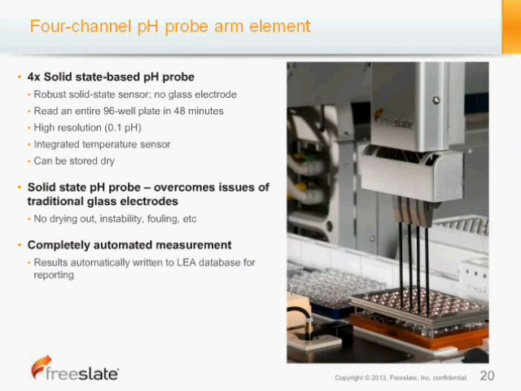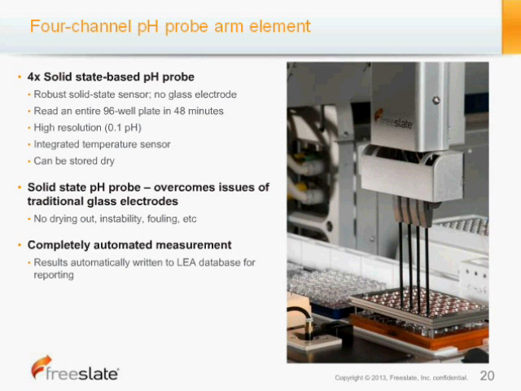For systems that measure pH, it comes with a 4-channel pH probe arm element. For that pH probe, we have 4 solid-state-based pH probes. The advantage of using a solid-state pH probe is that they're very, very robust. And it's a solid-state sensor, so there are no glass electrodes.